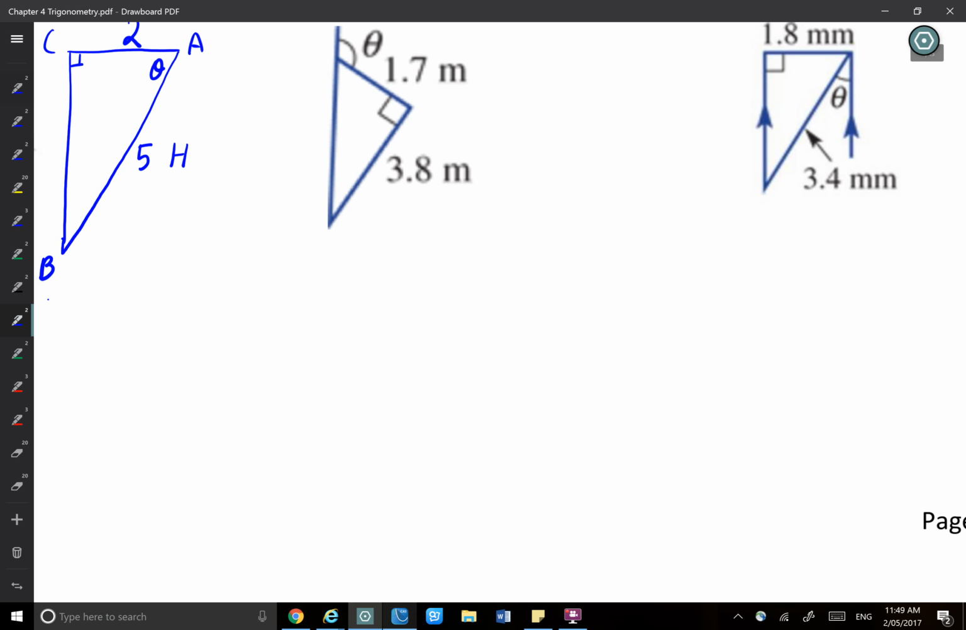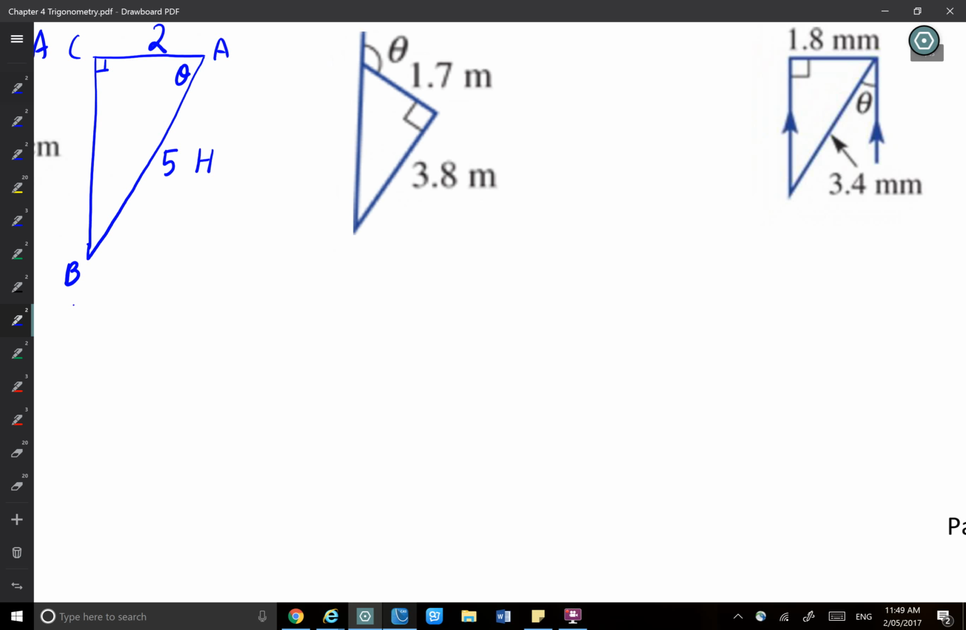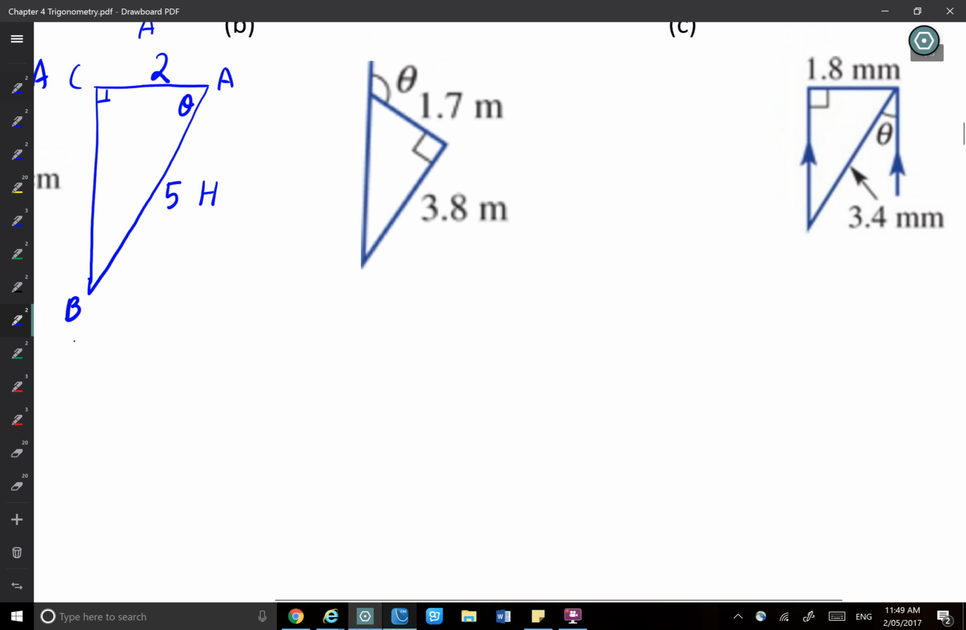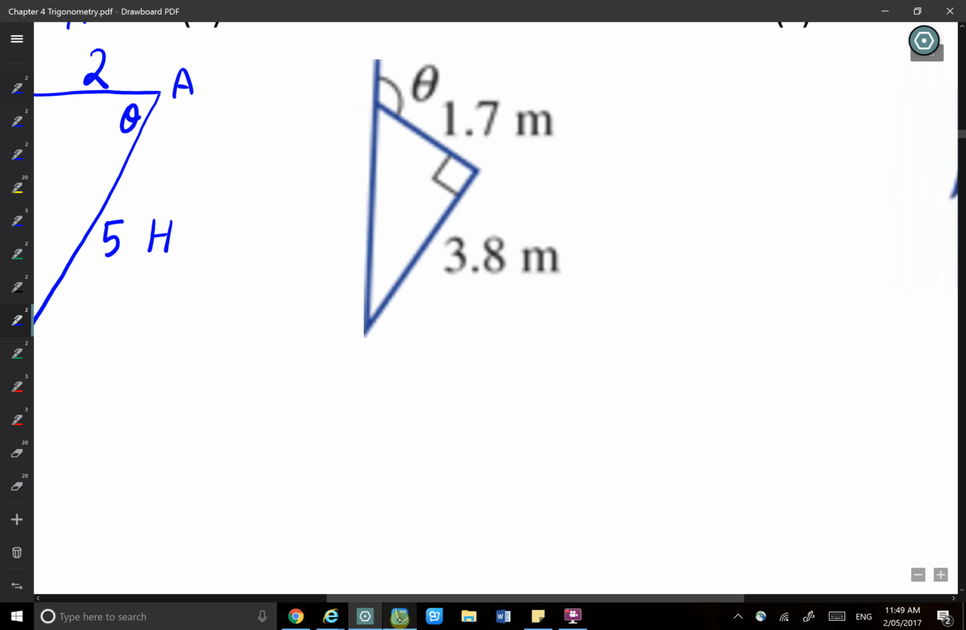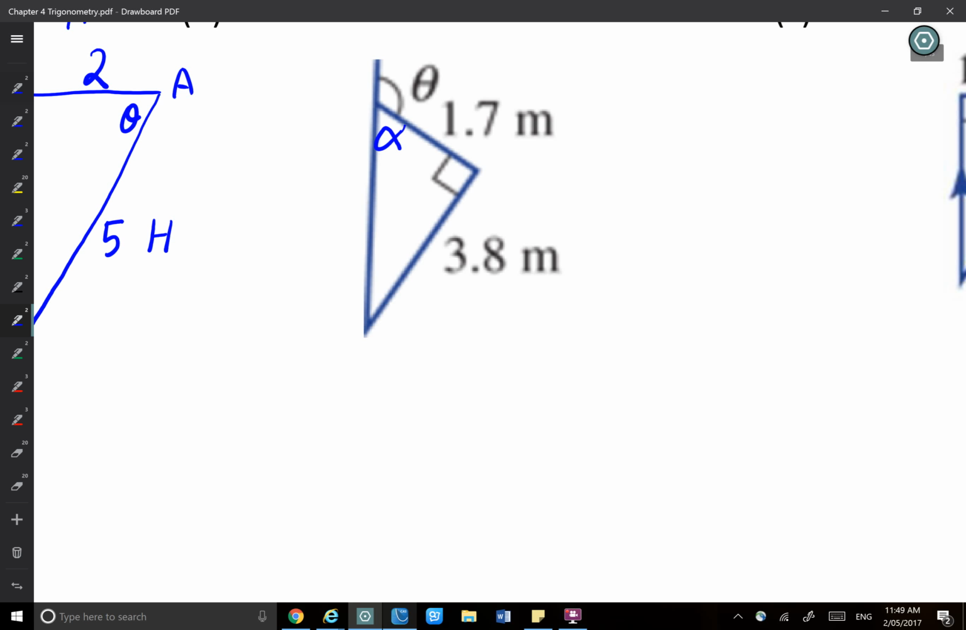Okay, next one to find theta. Can't really find theta. Theta is not the angle in the right angle triangle, but I can find this angle. Let's say that's alpha. I can find this angle, which gives me some value, and I can use 180 to subtract that angle to give me theta.